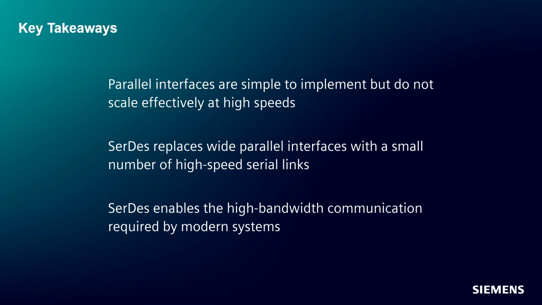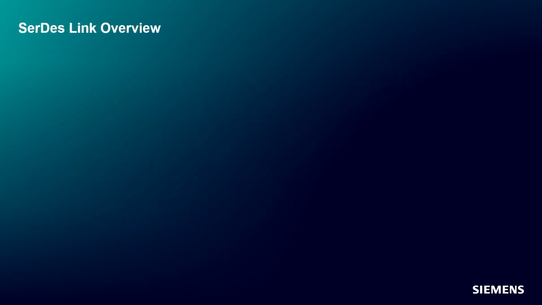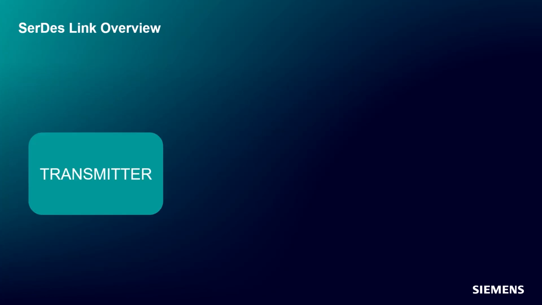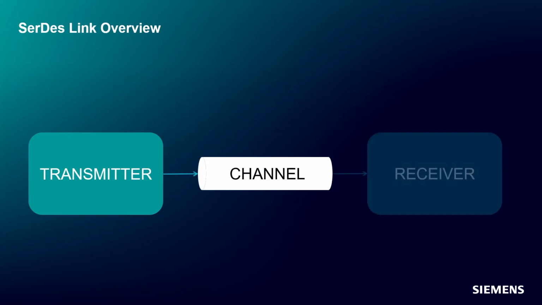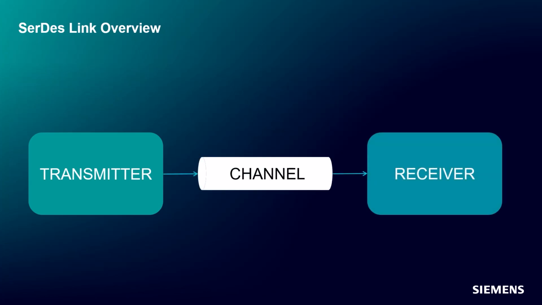In this video, we're going to answer that question by breaking down the anatomy of a SerDes link. We'll follow the signal as it moves from one side to the other, and along the way, we'll introduce the key building blocks that make high-speed communication possible. At a high level, every SerDes link can be divided into three major parts: the transmitter, or TX, the channel, and the receiver, or RX.